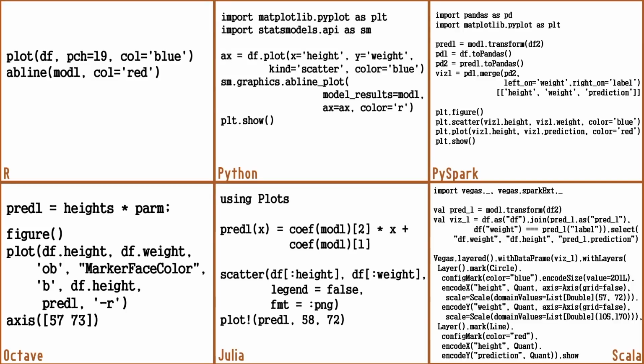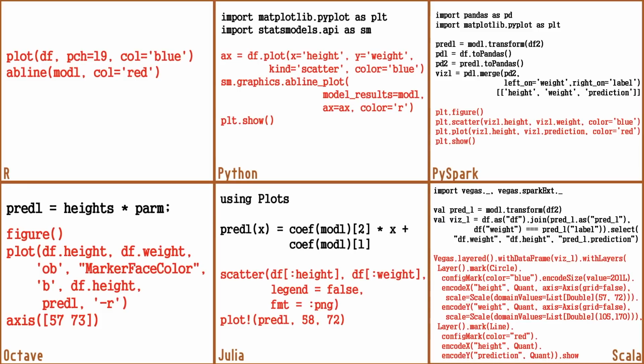You can see that we have more variation on this step. R and Octave have built-in visualization libraries that we can use. R and Python will automatically use our fitted model object to draw a regression line. But with the others, we first have to use various methods to generate predicted weights using our model.